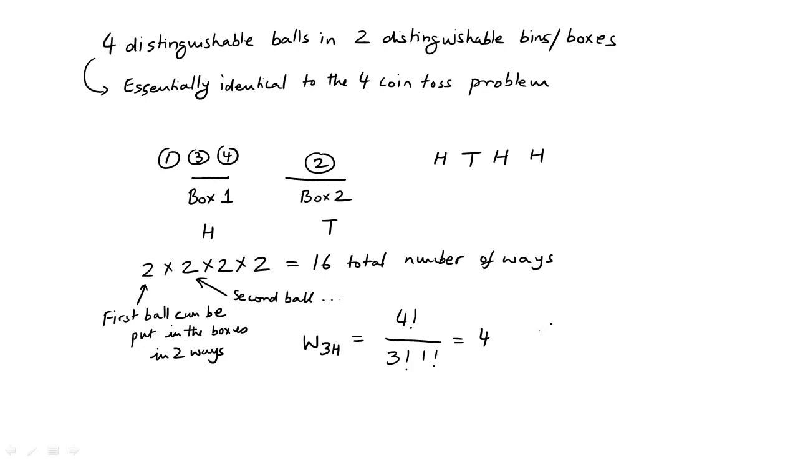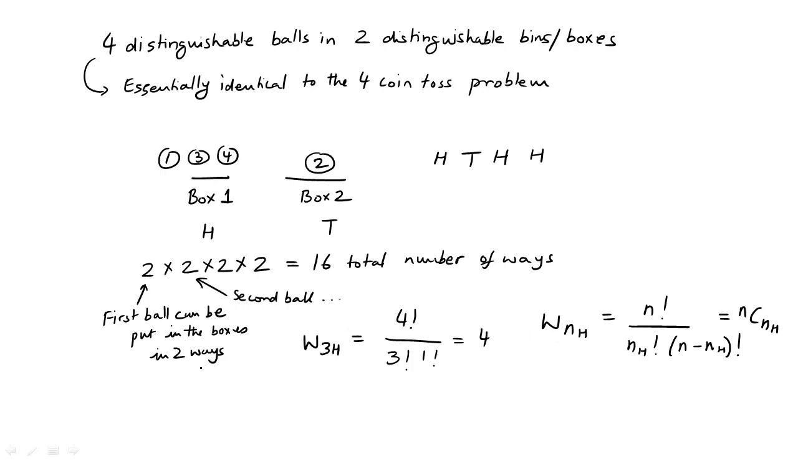In general, the number of ways of getting nh heads is equal to n factorial divided by nh factorial, divided by (n minus nh) factorial, or this is nCnh, where the notation here is of a binomial coefficient.